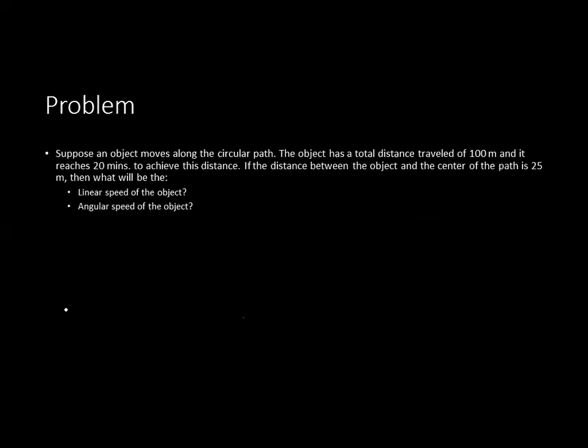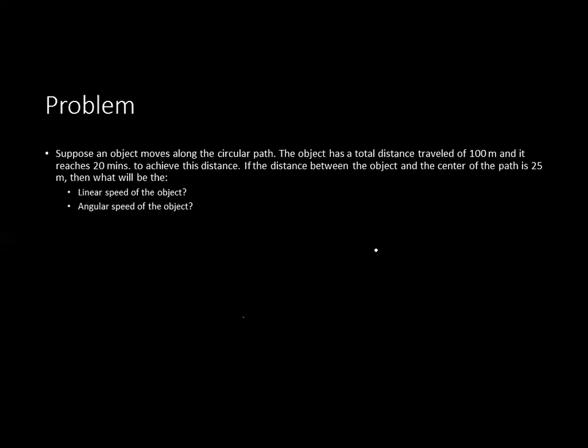Suppose an object moves along a circular path. The object has a total distance traveled of 100 meters, and it takes 20 minutes to achieve this distance. If the distance between the object and the center of the path is 25 meters, then what will be, first, the linear speed, and second, the angular speed? All right. So what are the given?